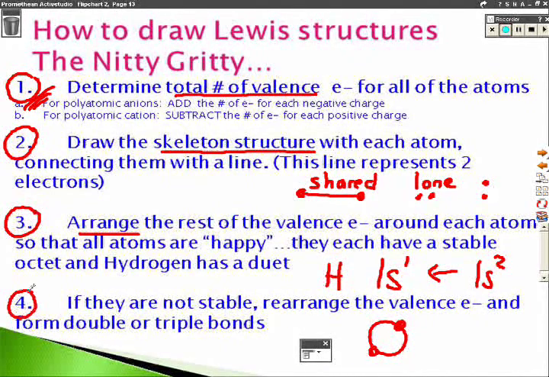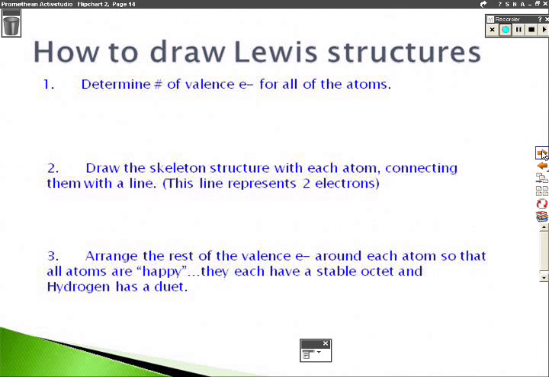Step 4 we're really not going to go into today, but just know that if they're not stable, and we've done 1, 2, and 3, we're going to have to rearrange. But that's not for right now. We're going to do the basics first. So moving on. Let's learn how to draw these. Step 1. We're going to try and draw hydrogen, H2. If you look at the periodic table, each hydrogen has 1 valence electron, and so 1 plus 1 for each of them equals 2.